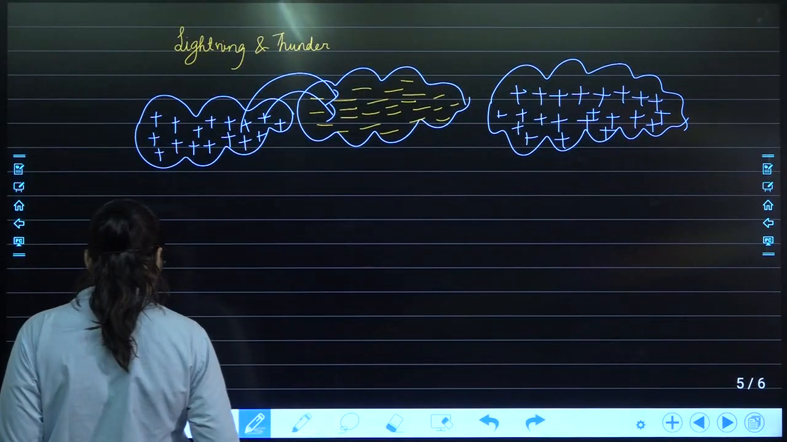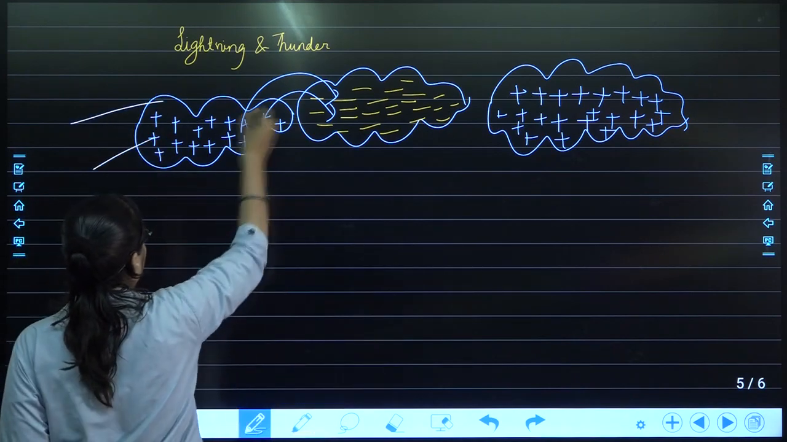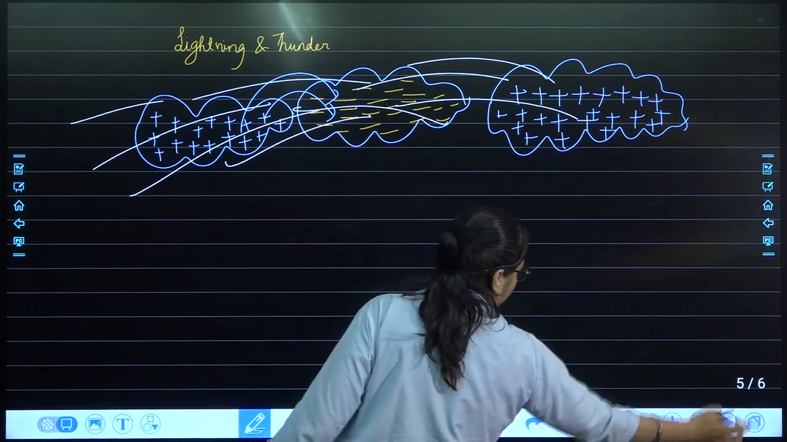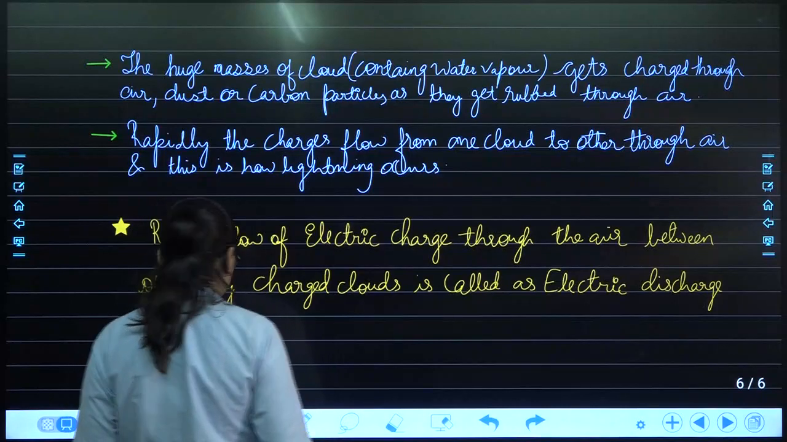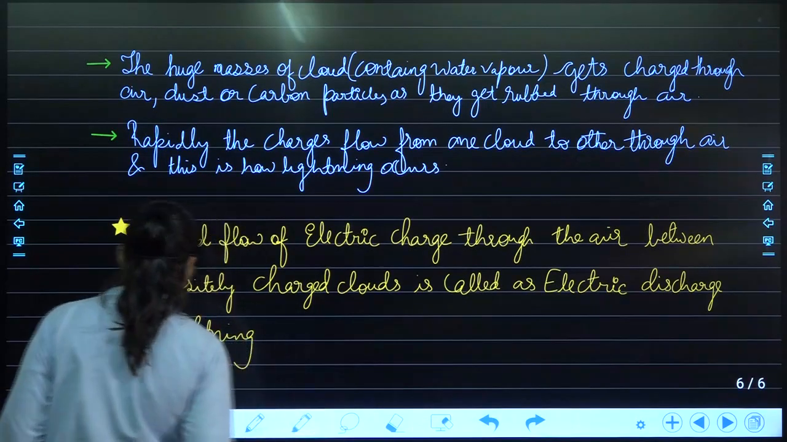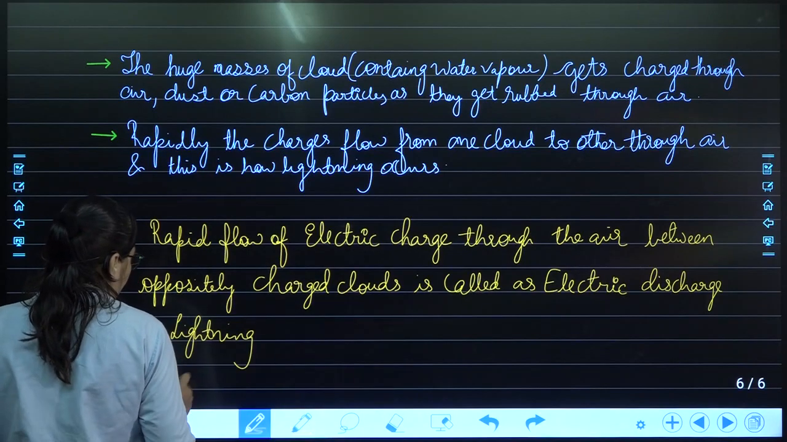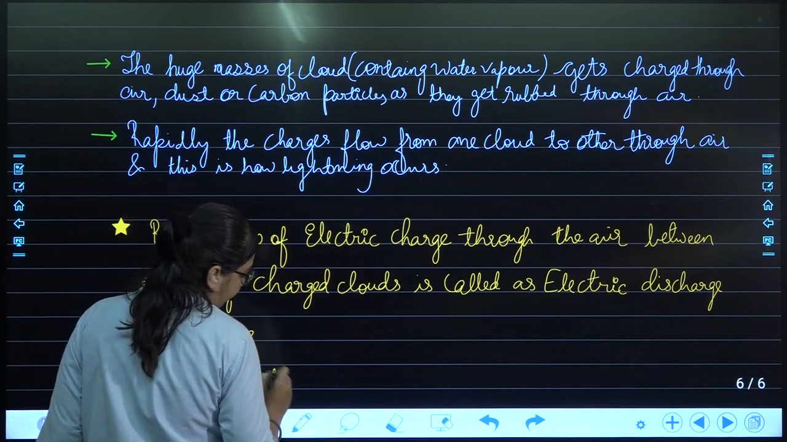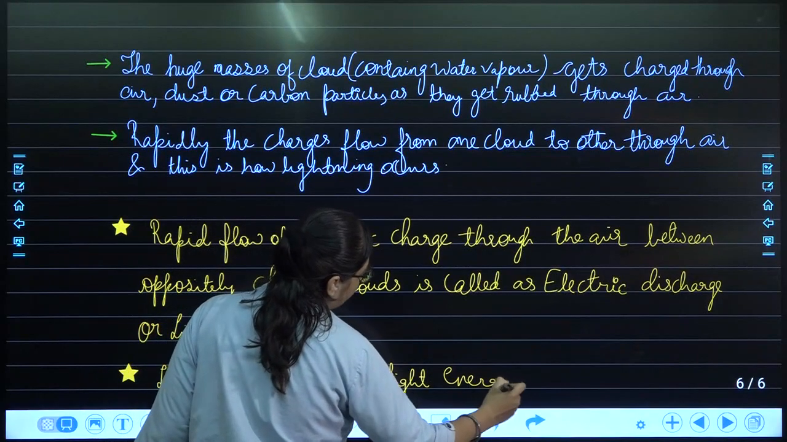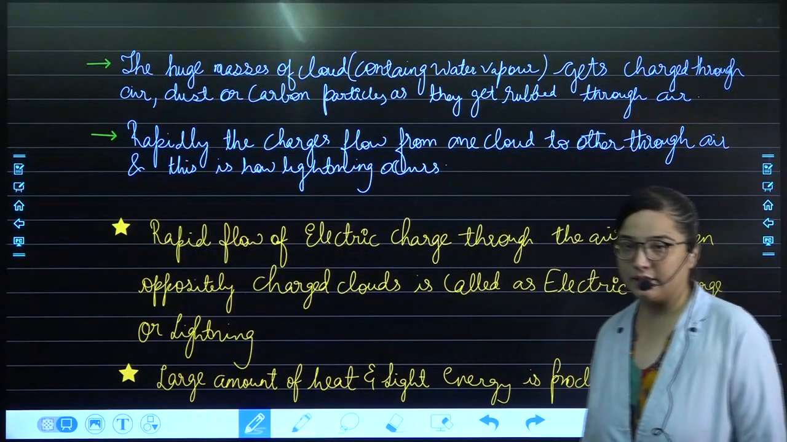Here, when this happens, a large amount of light is produced. So the light gets produced over here and we can see it, okay. Large amount of heat and light energy is produced, okay. So these are important points regarding the lightning, okay.